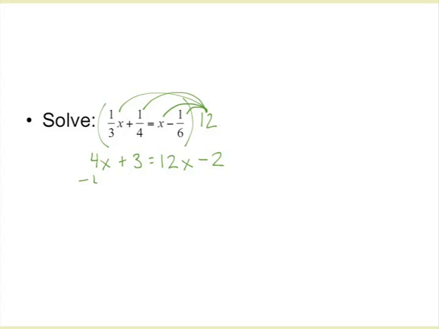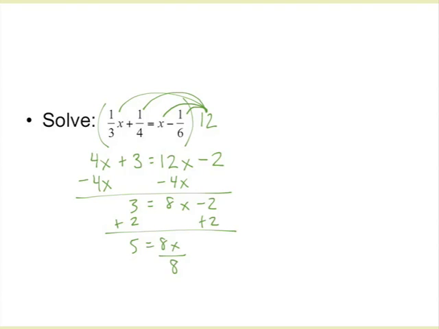I'm going to go and subtract 4x. You might choose to do something else, but that's what I'm going to do. Then I'm going to add 2. And then I'm going to divide by 8. That doesn't reduce and it doesn't really go in very nicely, so I'm just going to leave it at 5/8.